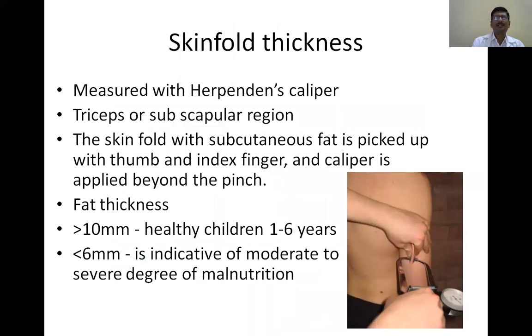The next value is the skin fold thickness. You might have used a vernier caliper to measure the diameter of a glass ball, etc. Similarly, we use a type of caliper called Harpenden caliper, especially in the triceps or subscapular region. The skin fold with subcutaneous fat is picked up with the thumb and index finger, the caliper is applied beyond the pinch, and you can measure the fat thickness.